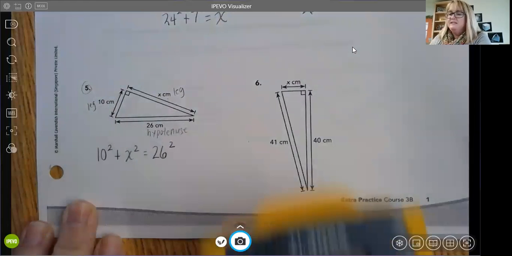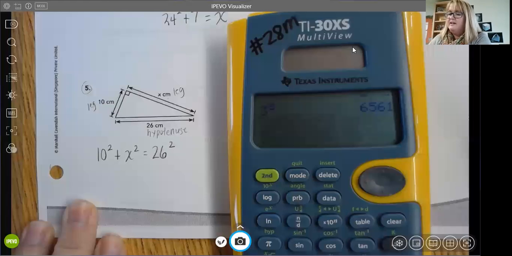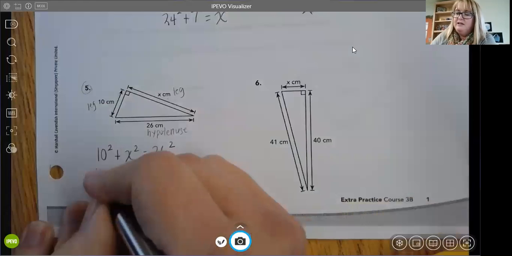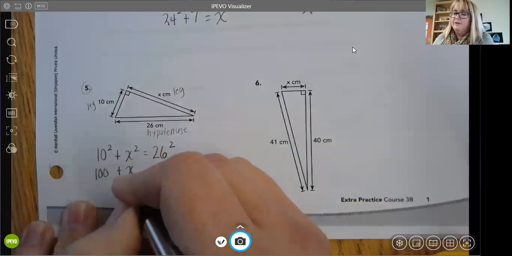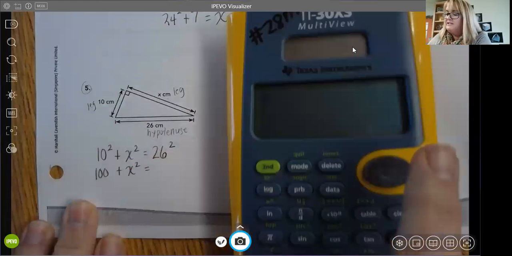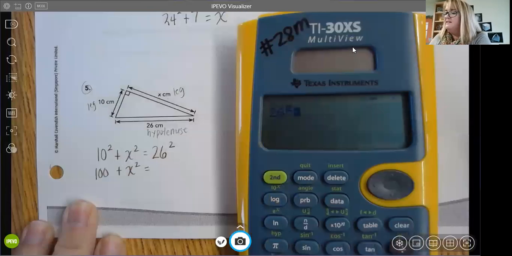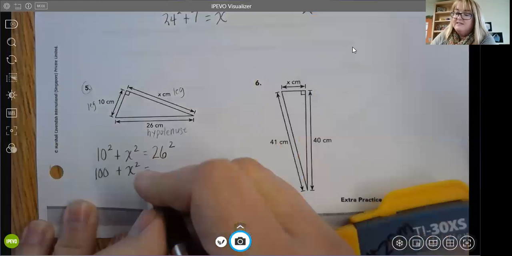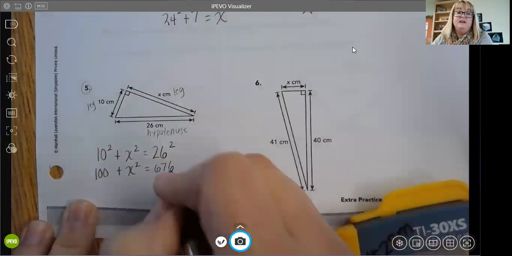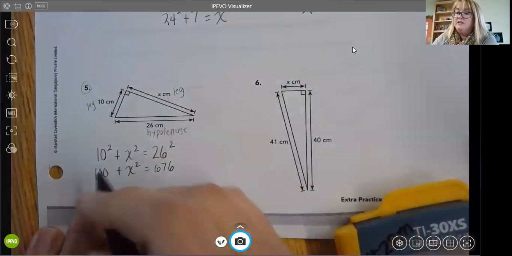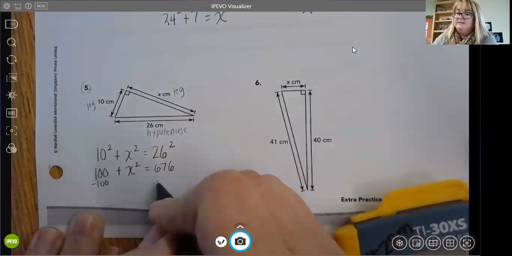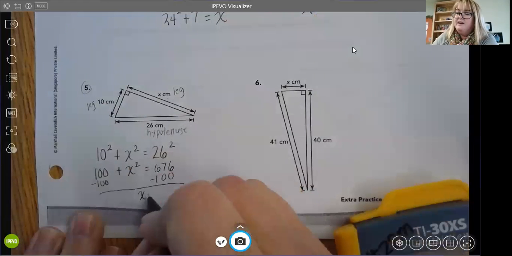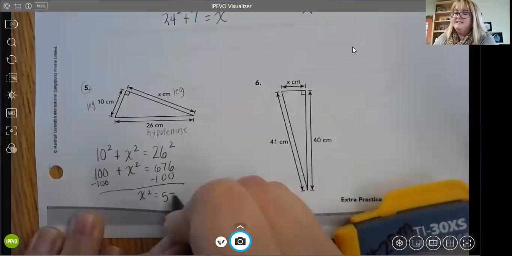Okay. So you may use your calculator for this. So let me get started. 10 squared I know is 100 plus x squared equals, I don't know 26 squared off the top of my head. So we will do 676. And then we solve it like an equation. We're going to subtract 100 from both sides. So we'll end up with x squared equals 576.